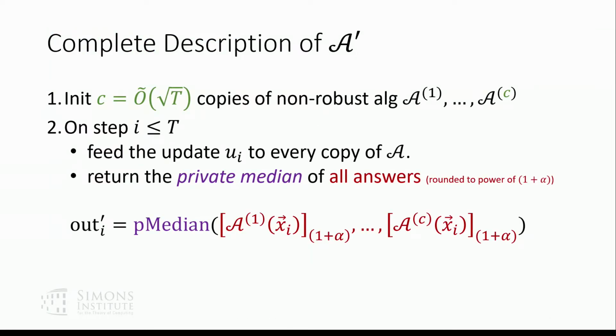Okay, so I just explained the input and output of private median, and that basically completes the whole description. And you see that the total time that we need to spend is T times square root T, because we really just run root T many copies of A.